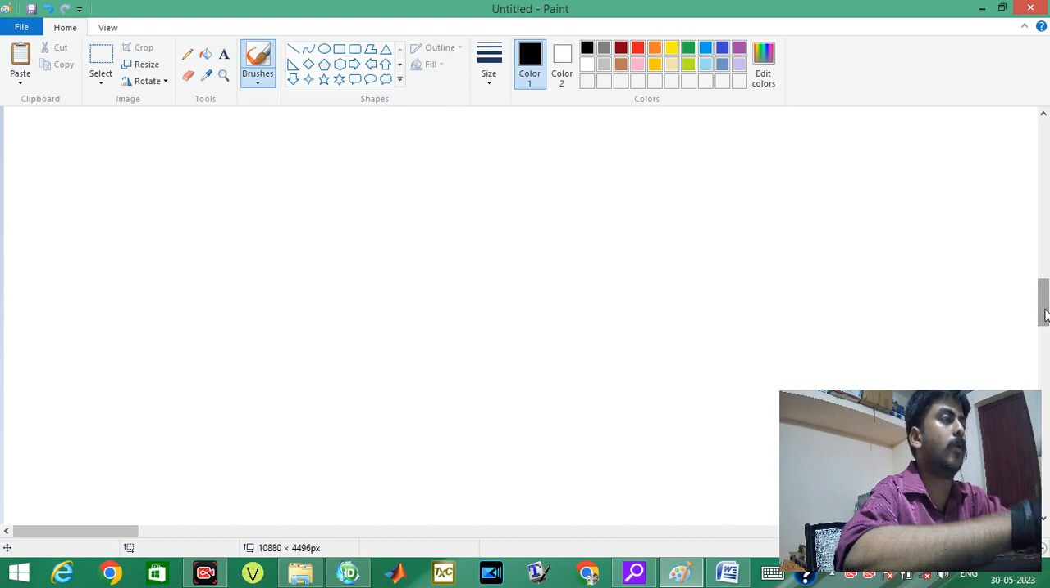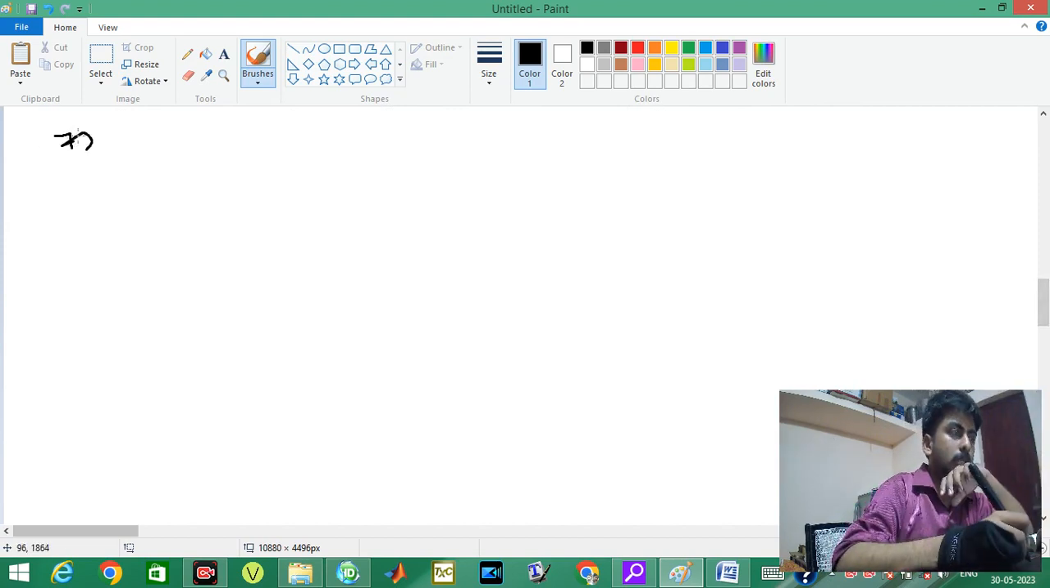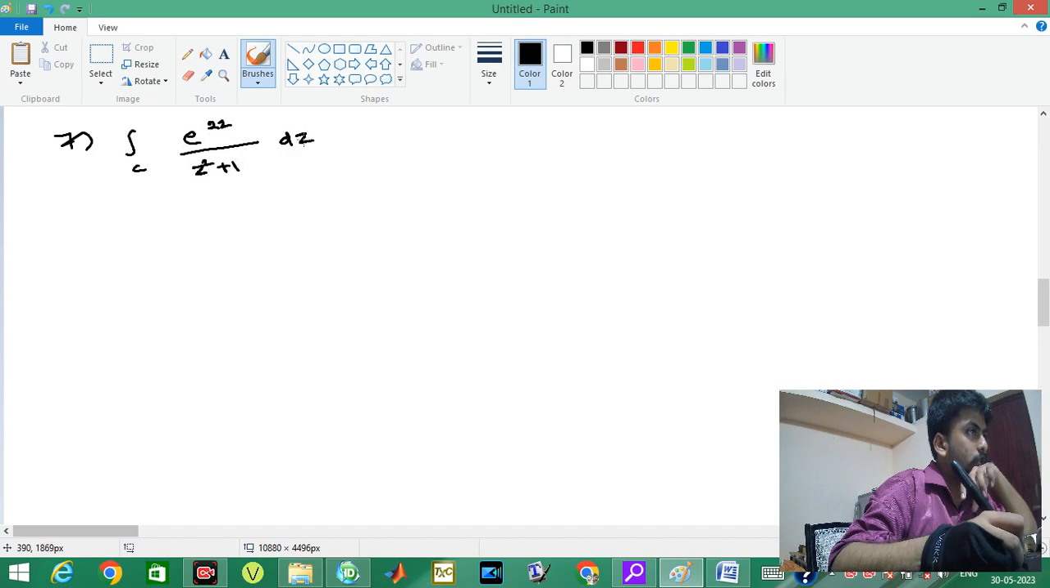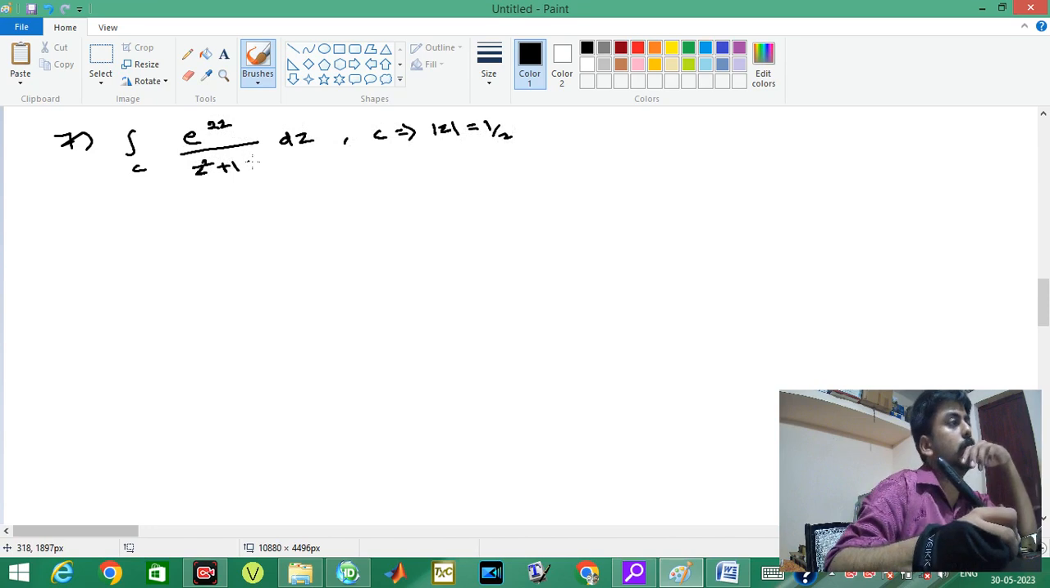Now this is our seventh problem. Our seventh problem is the integral over C of e power 2z divided by z square plus 1 dz, where C is the circle given by modulus of z equal to 1 by 2. So I have to write the denominator in a different way.